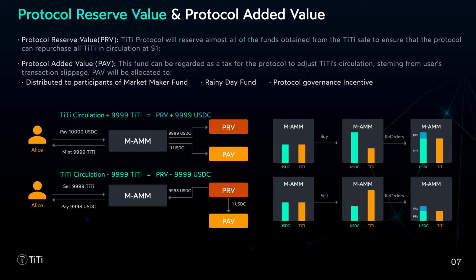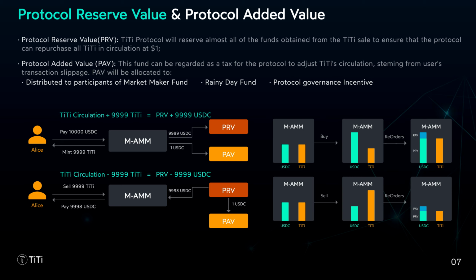PAV is mainly allocated into 3 aspects: as a source of income for the market making funds, a reserve as a rainy day fund to deal with the risks that may occur in the future, and a governance incentive for the protocol used to buy back our governance token. This is introduced in the governance chapter.